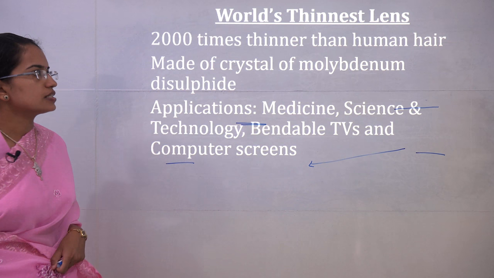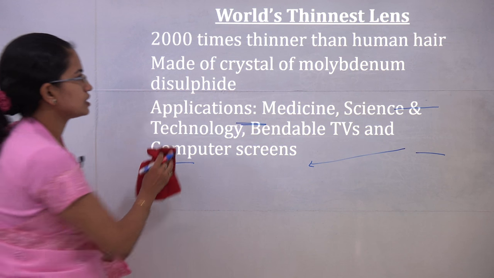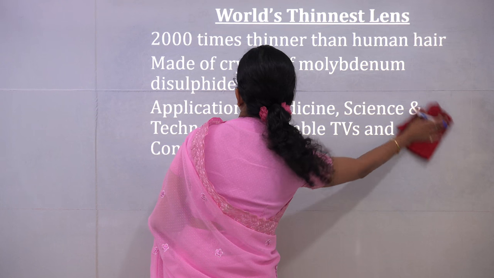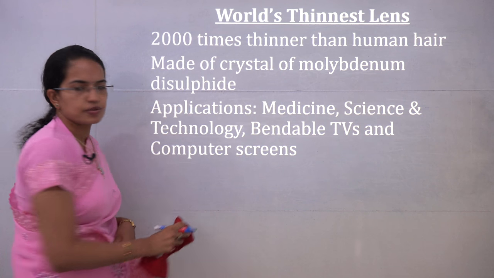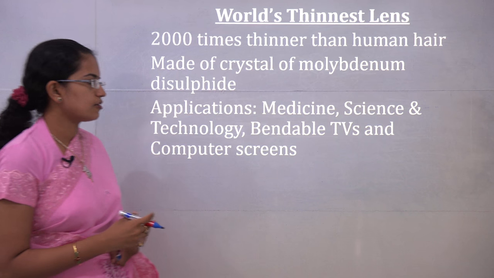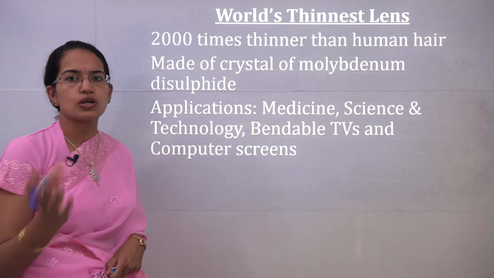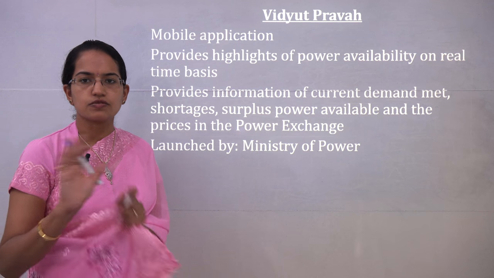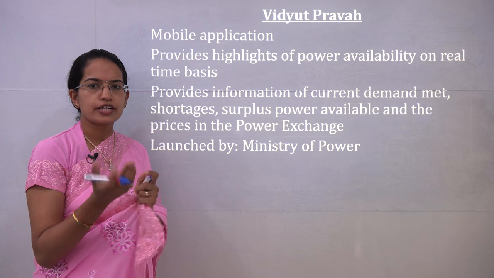Now, what is the world's thinnest lens? It is 2000 times thinner than a human hair. It can be made of a crystal of molybdenum disulfide. It has been used in medicines, science and technology, and bendable TVs, the new concept of bendable TVs that has come up, and the bendable computer screens which can be folded or bent.